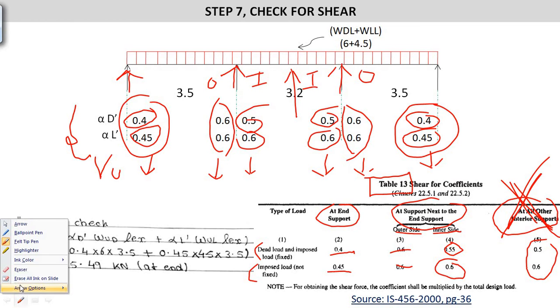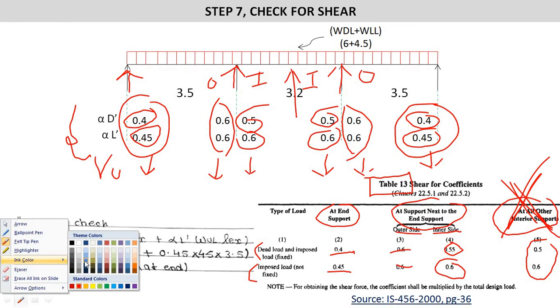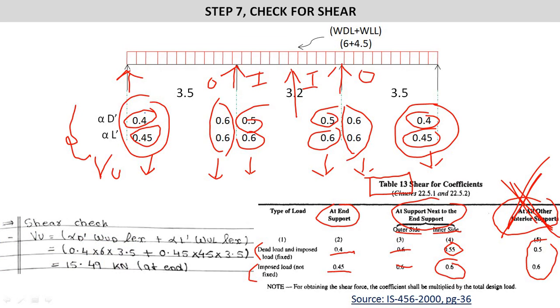So moving on, here we have found the coefficient as 0.4. The dead load is given as 6 kilonewton per meter, and its distance, the span, is 3.5 meter. Plus we have to see now the second, for the live load.